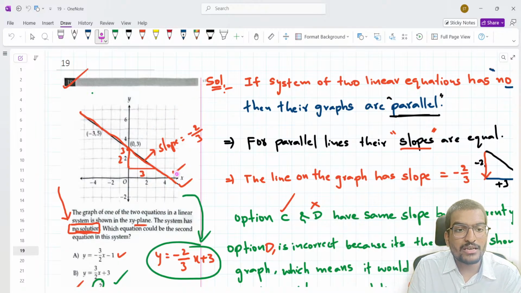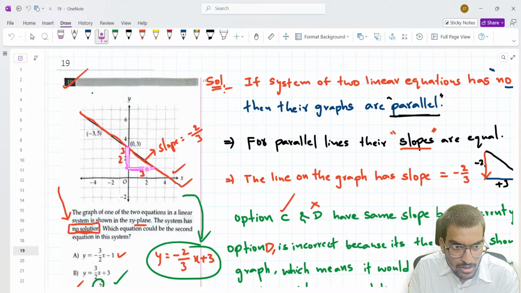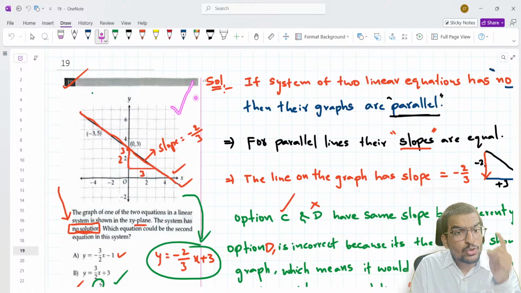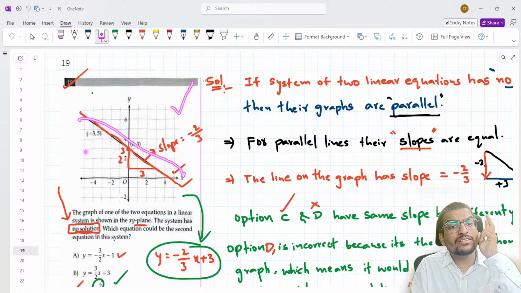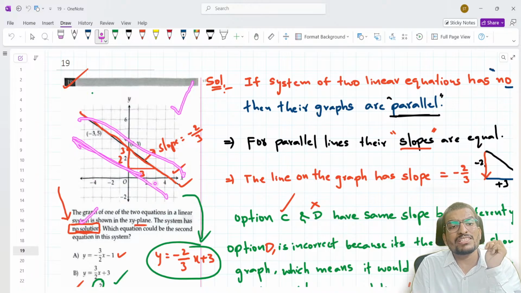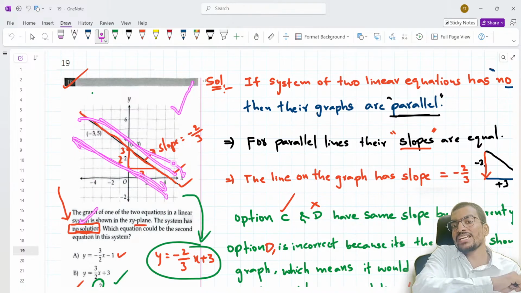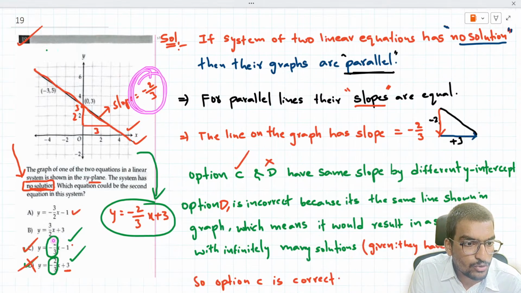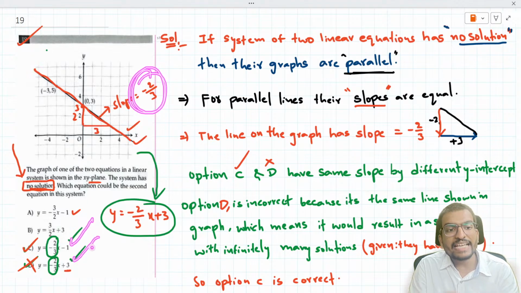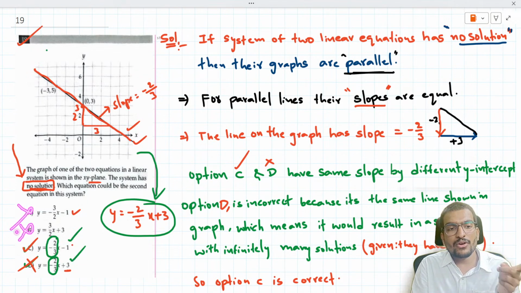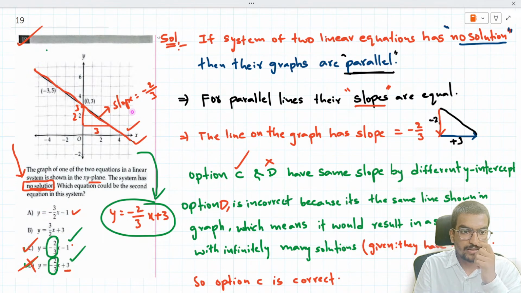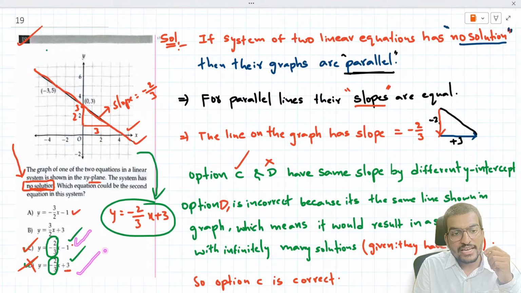From that we pick the slope. Slope is rise by run. Rise is negative 2, run is positive 3. Slope is negative 2 by 3. Whatever slope you have for this line, the second line's slope is also the same, because no solution means the lines are parallel. If lines are parallel, slopes are equal. That's what we learned. So the slope is negative 2 by 3. For that, only options C and D are correct. Options A and B are wrong because their slopes don't match the slope of the first line. Makes sense, right? Now, out of C and D we have to eliminate.